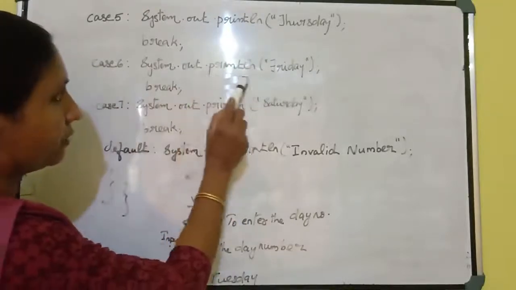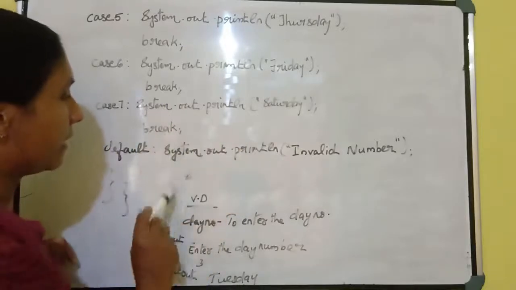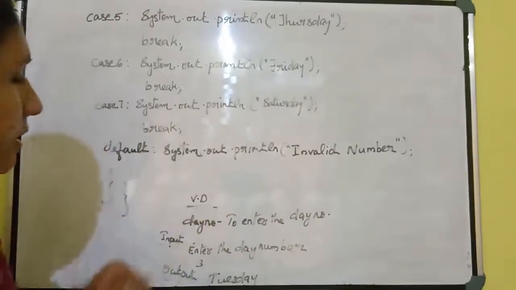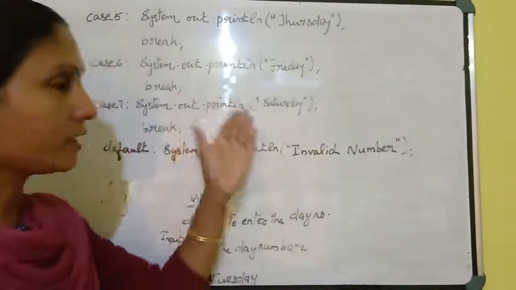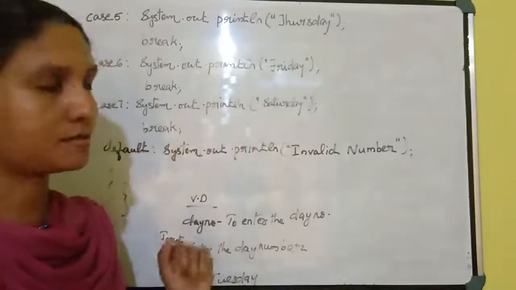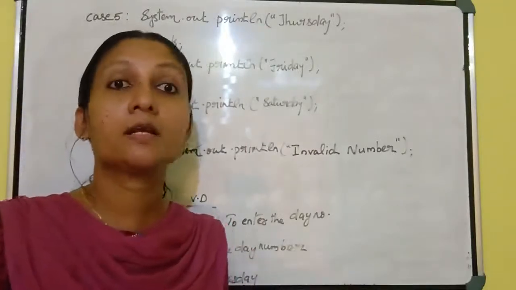Case 6, System.out.println Friday, break. Case 7, System.out.println Saturday, break. We have only 7 cases, so we can write all the outputs like this. After that, except for these cases, we need to write a default statement.